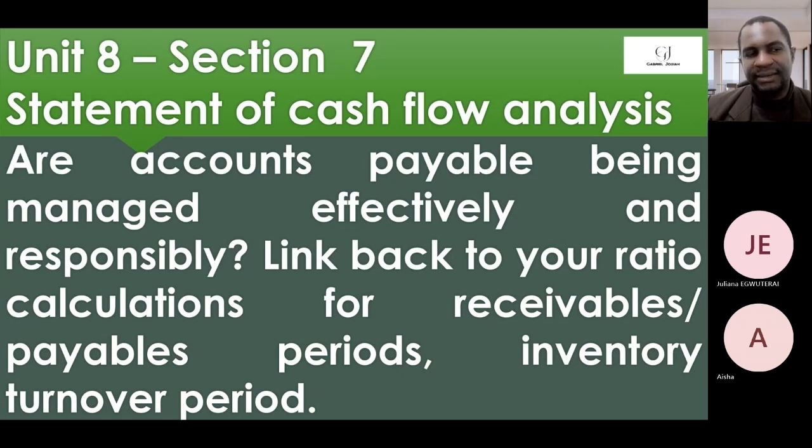So looking at the same working capital management, are accounts payables being managed effectively and responsibly? Link back to your ratio calculations for receivables, payables period, inventory turnover. So from these ratios, the cash flow will help you capture it properly to see increase or decrease in this area. So they are interconnected and they make a lot of sense.